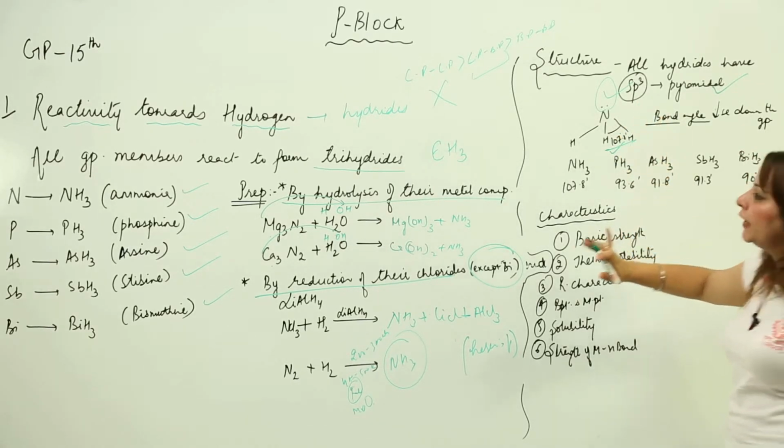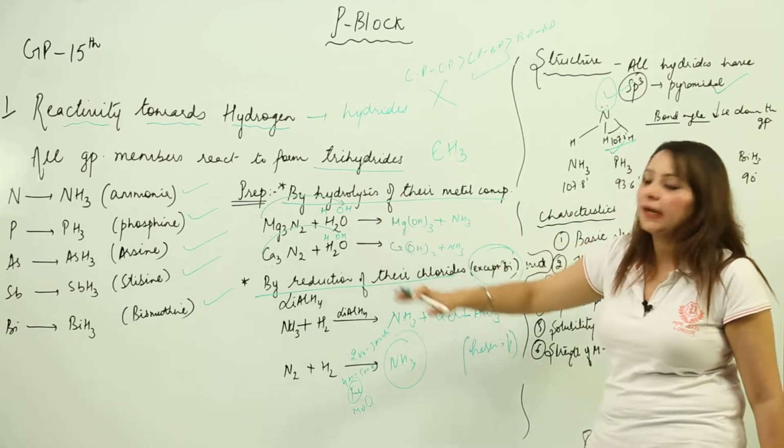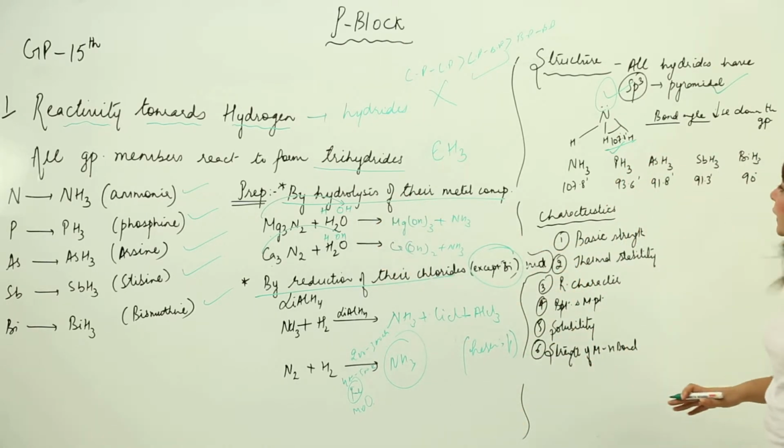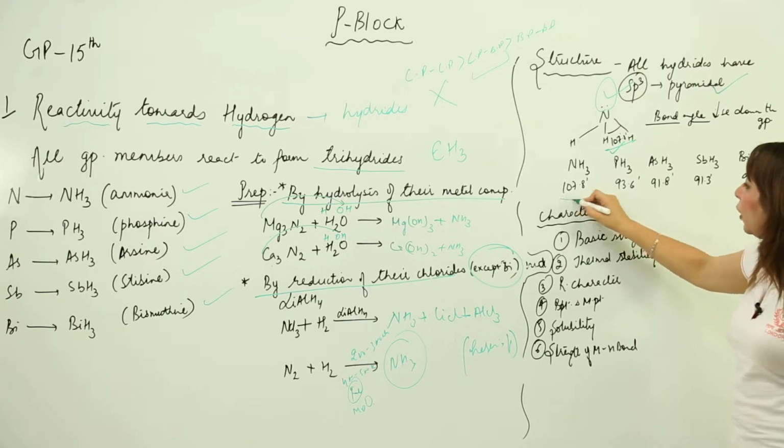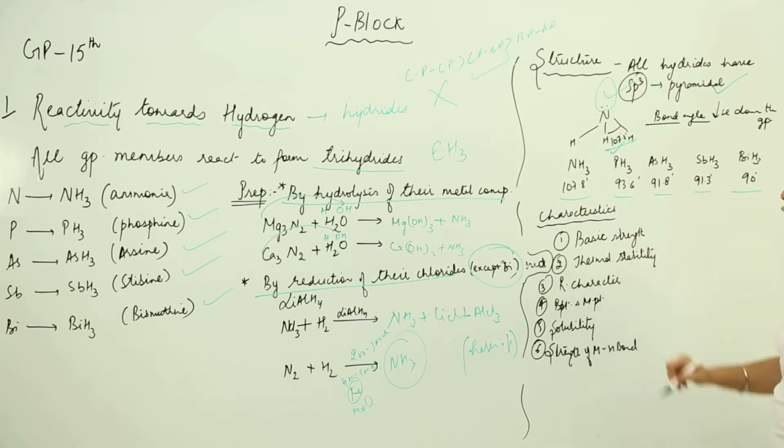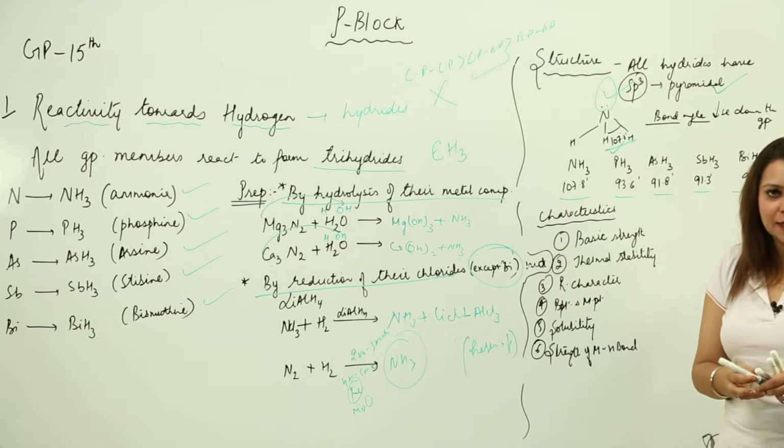Now if we talk about the bond angle in NH3, PH3, arsine, stibine and bismuthine, we see that the bond angle is gradually decreasing. What is the reason that the bond angle is gradually decreasing?